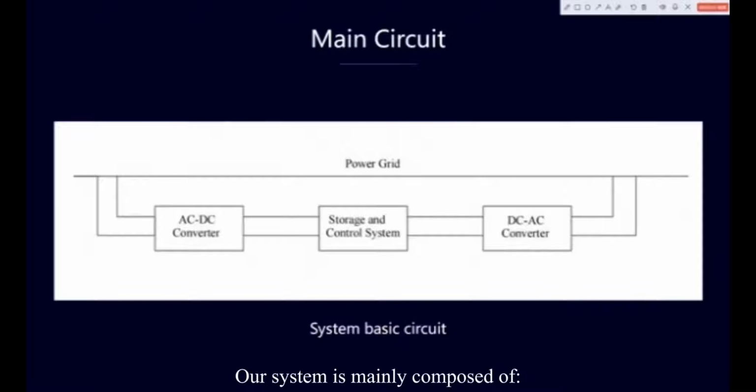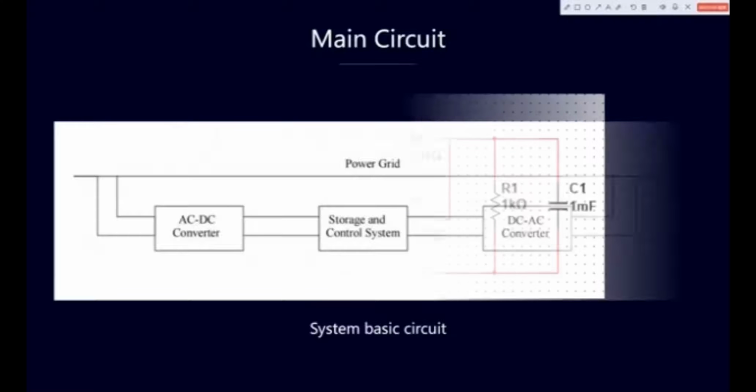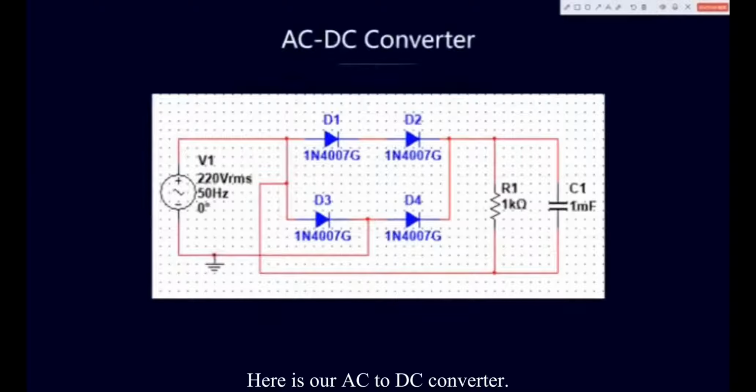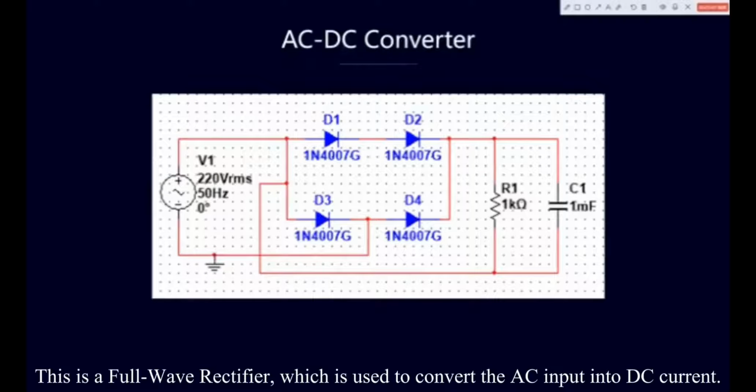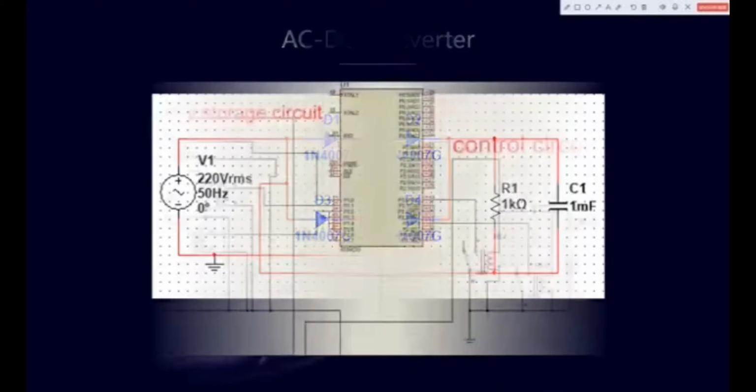Our system is mainly composed of the AC to DC converter, the storage and control system, and the DC to AC converter. Here is our AC to DC converter. This is a full-wave rectifier, which is used to convert the AC input into DC current. Resistor R1 is used to protect the circuit. The capacitor is used to stabilize the voltage.